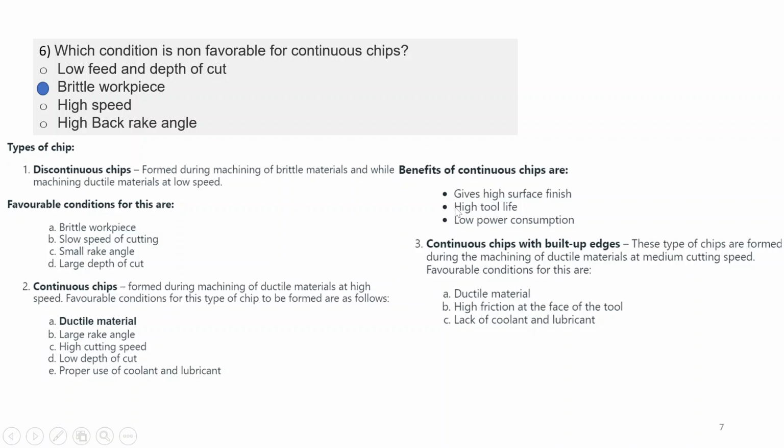Another benefit is that it will lead to high tool life, and it will have low power consumption. Next is continuous chips with built-up edges. These are the types of chips that are formed during the machining of ductile material at medium cutting speed, and favorable conditions for this are ductile material, also high friction at the face of the tool, lack of coolant and lubricant. So these all conditions might lead to formation of continuous chips with built-up edges.